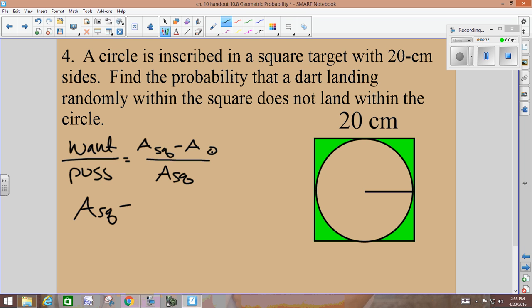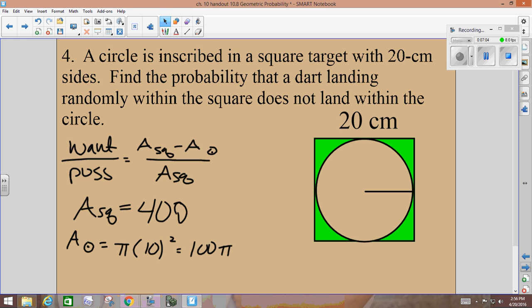Nick, what would be the area of our square? Can you find the area of a square? 20 times 20, which is 400. Now the area of our circle, excuse me. How do you find the area of a circle? Good. Pi times radius squared. What's the radius of our circle? 10 squared is 100 pi then.